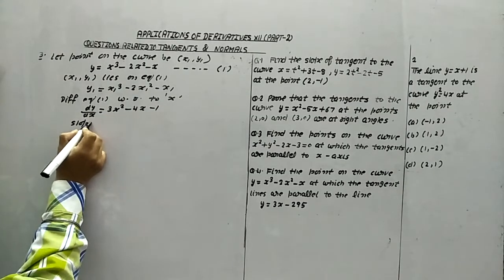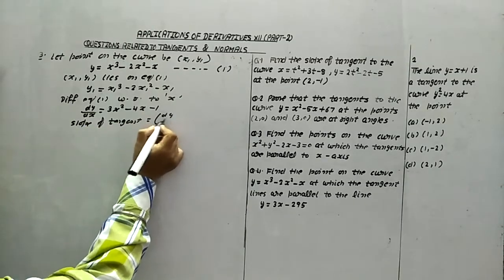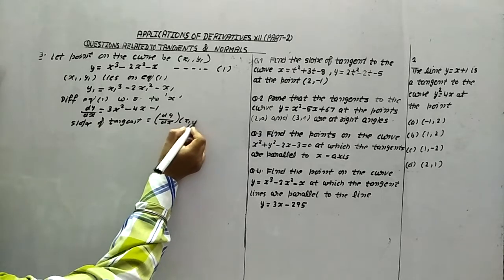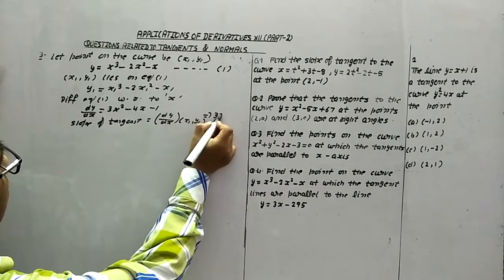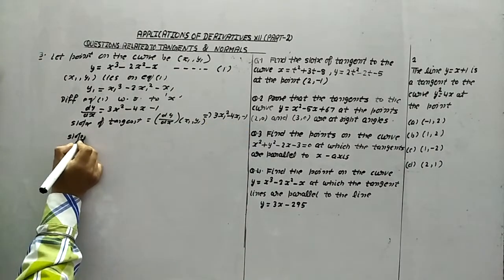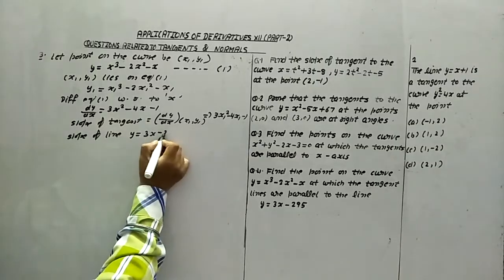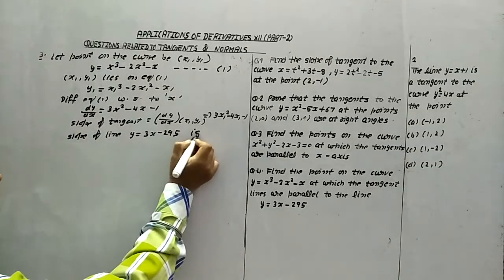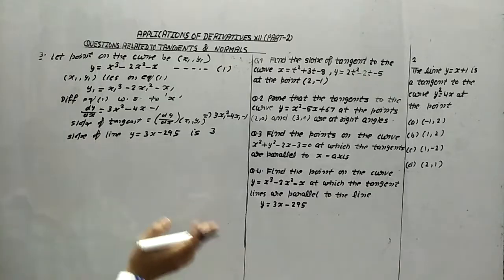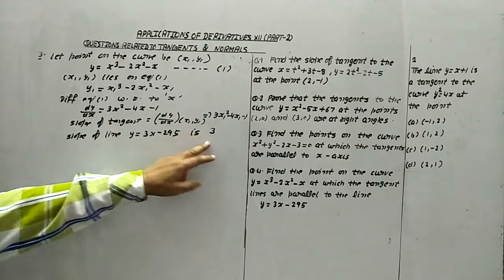It means the slope of the tangent, how will we find it? Same rule: dy by dx at (x1, y1). This is 3x1 square minus 4x1 minus 1. Now the slope of the line. What is the line? The line is y is equal to 3x minus 295. According to y is equal to mx plus c, m is 3 only. So the slope of this line is 3. Now according to the question, this tangent line is parallel to this line.